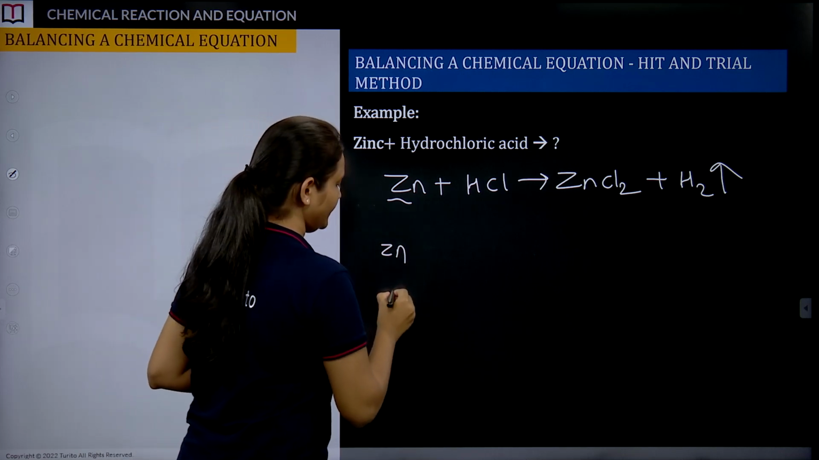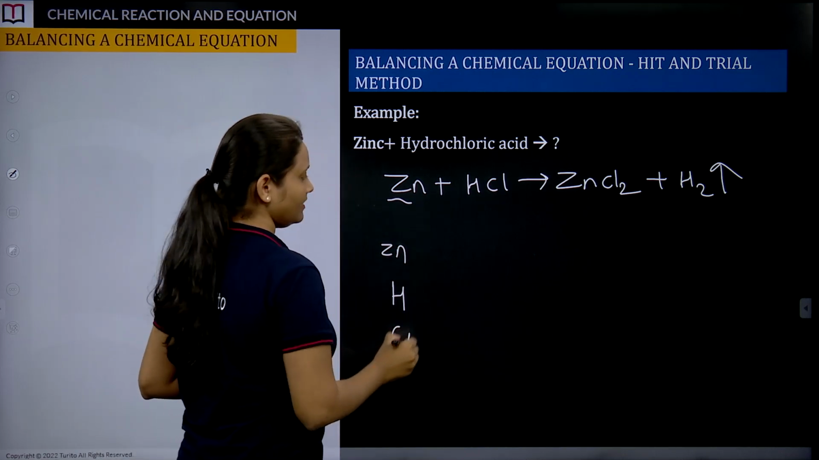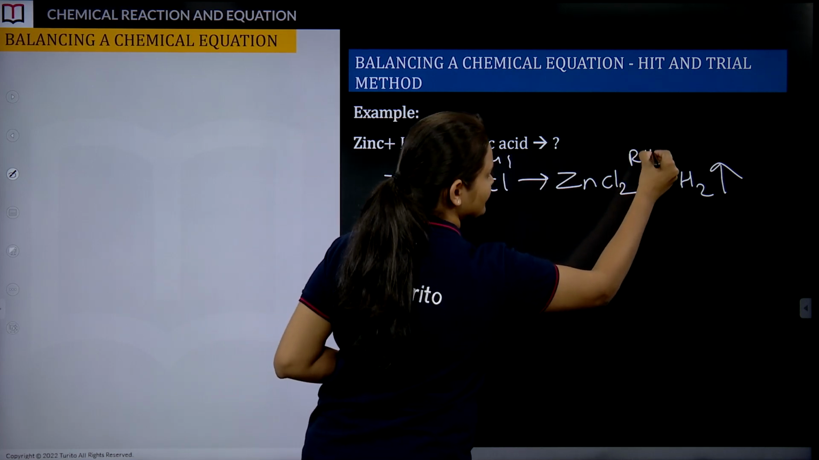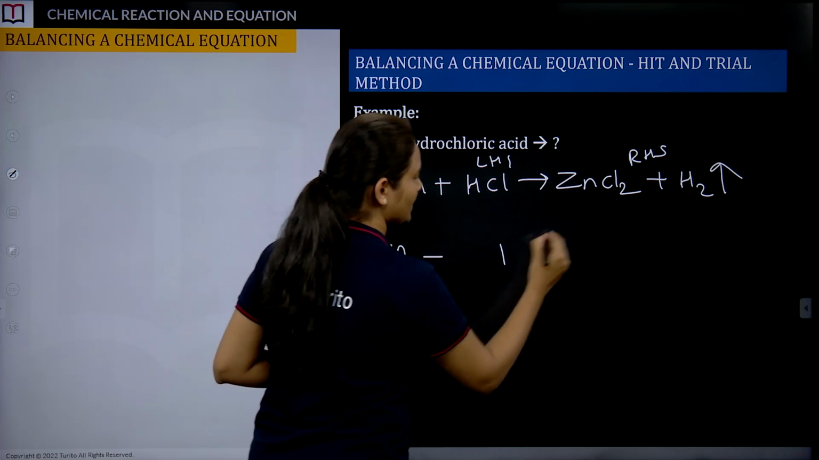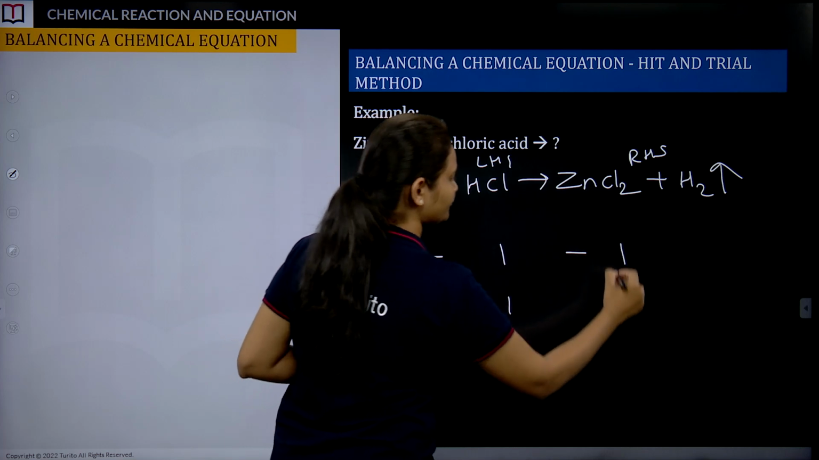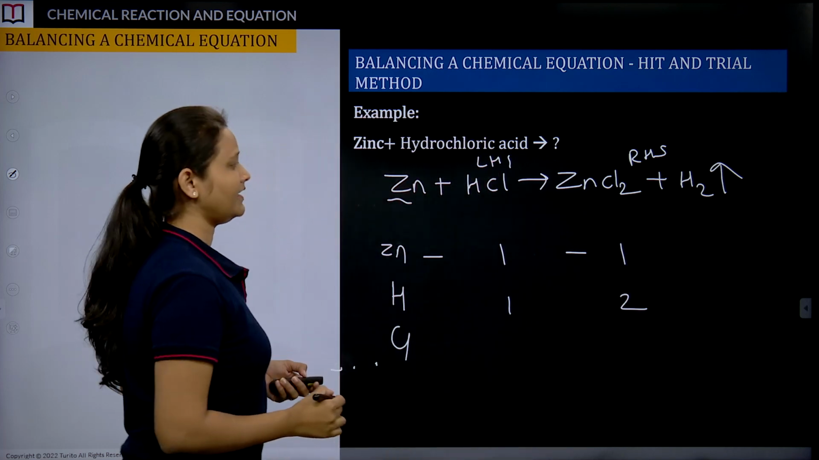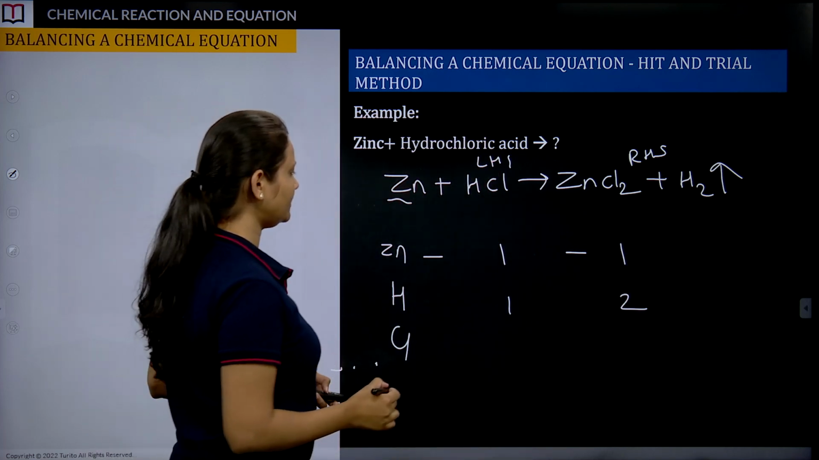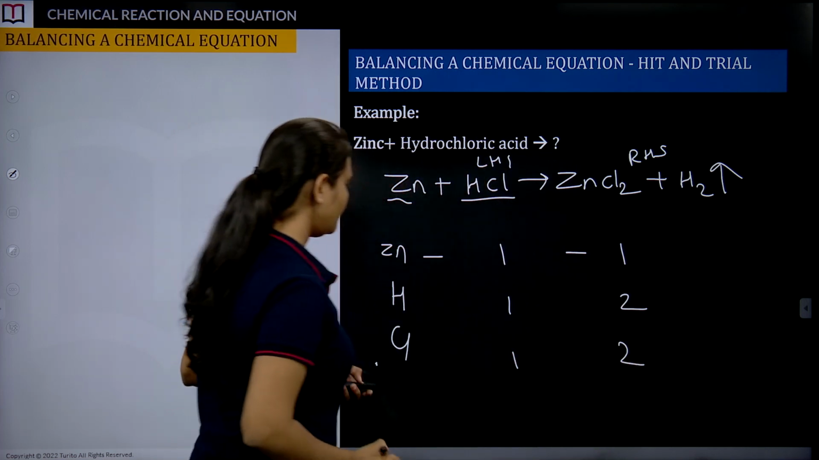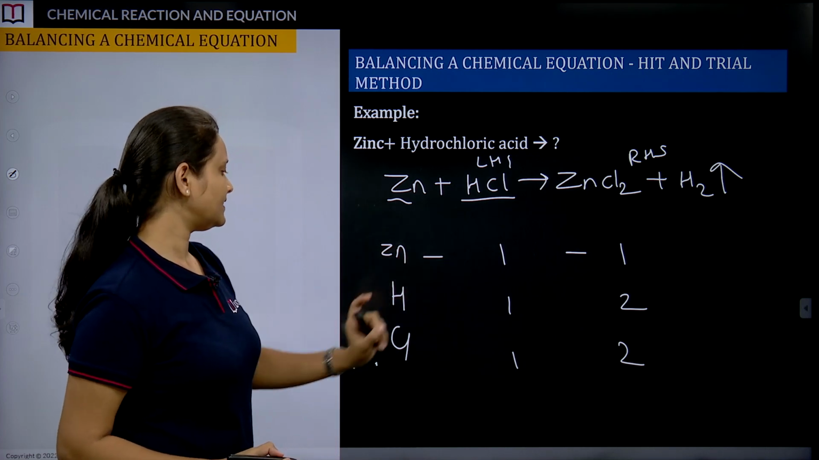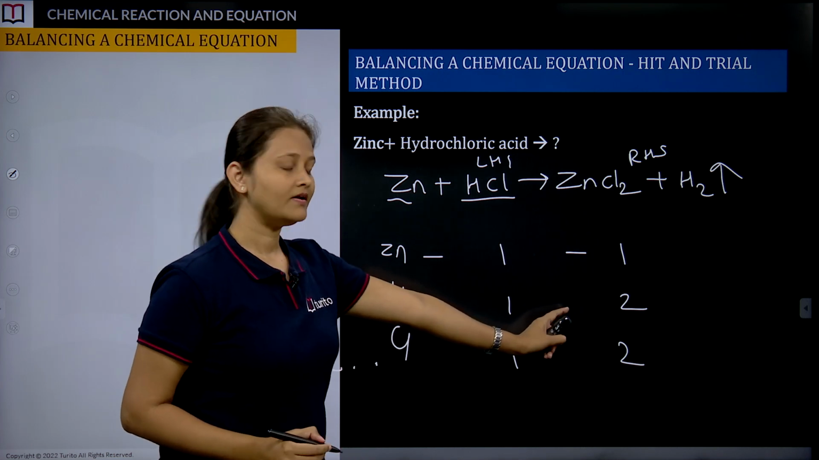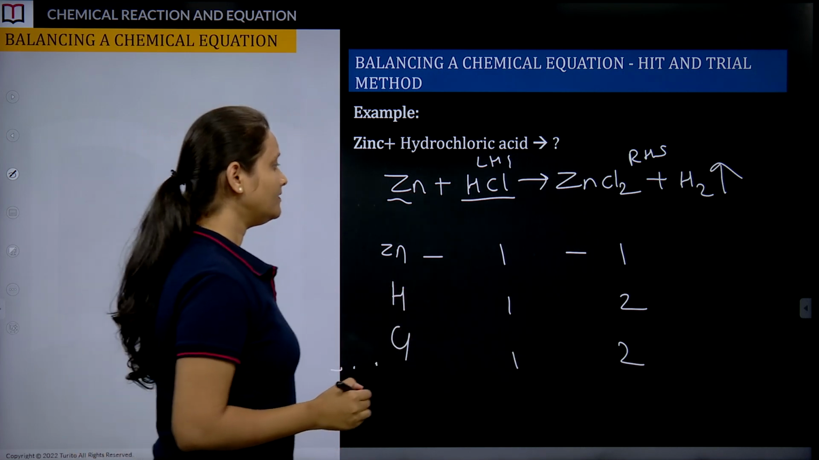Quickly, Zn, then H, then Cl, right? This is your left hand side, this is the right hand side. Number of atoms of zinc 1, there also 1. Hydrogen 1, hydrogen 2, correct? Then chlorine 1 here, and there chlorine 2. So we have a balanced zinc atom, then hydrogen 1, and we have hydrogen 2 there, correct?